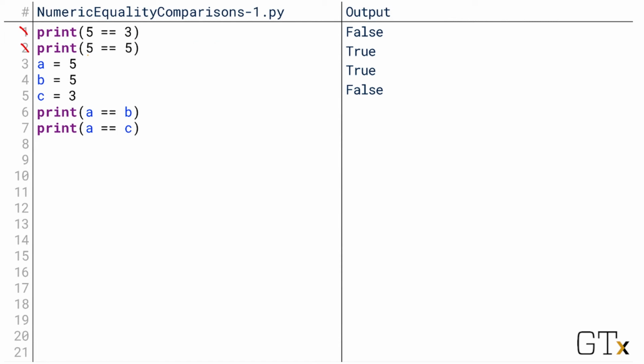That's of course false, and so our first result on the top right is false. When it runs line 2, it prints the result of 5 equals 5. Does 5 equal 5? Yes. So 5 equals 5 is true.